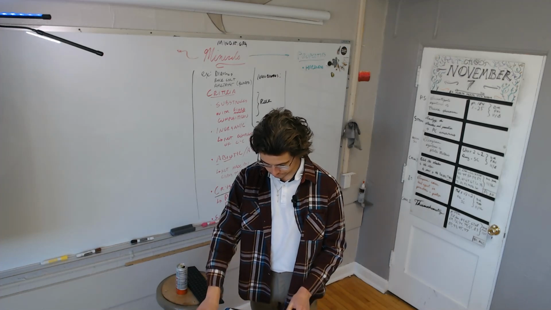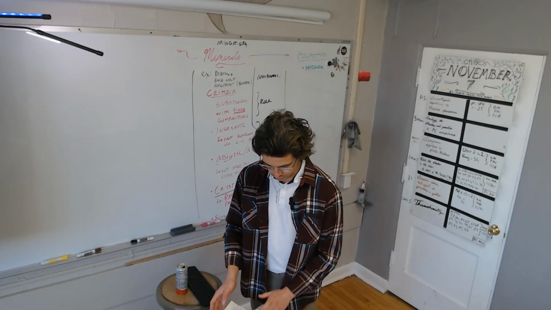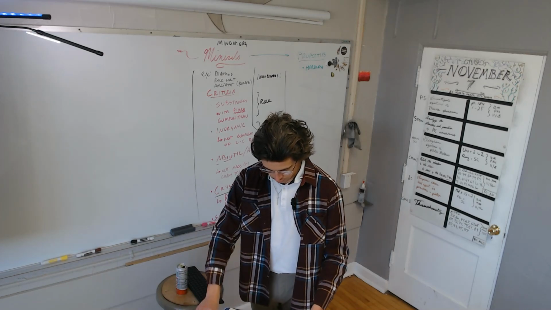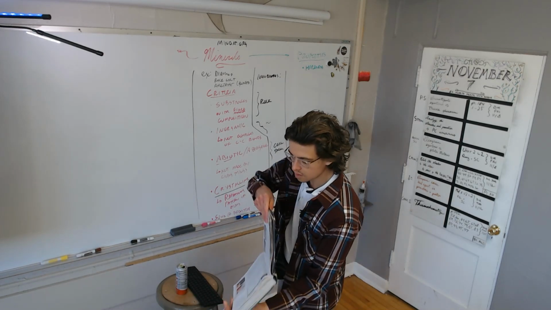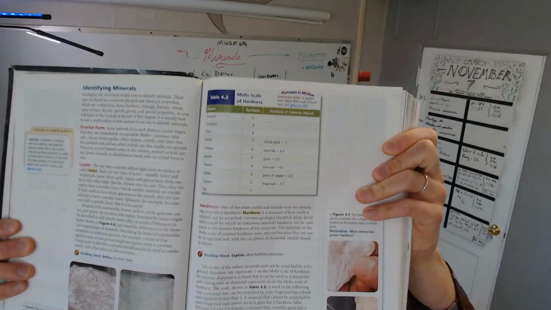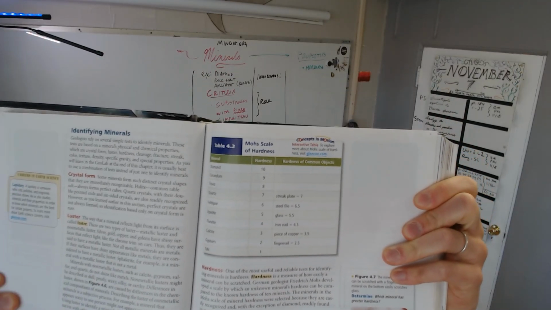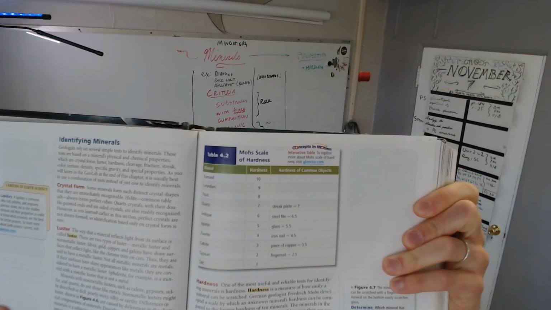I'm going to try to find a little diagram of the Mohs scale of mineral hardness for you. Here is the Mohs scale of mineral hardness. Is that showing up on the camera, Carson? A little bit, yeah. The whole thing. I want the green table. Oh, yeah.